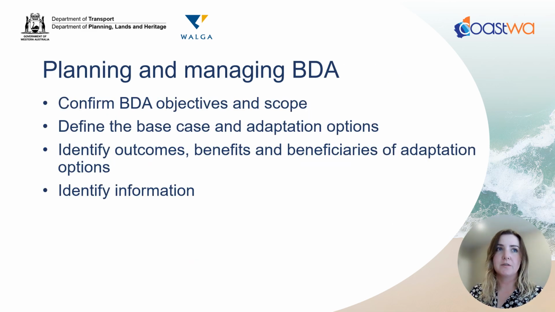This section is focused on planning and managing benefit distribution analysis. We'll go through the importance of confirming BDA objectives and scope. We'll also look at defining the base case and adaptation options, how you might identify outcomes, benefits, and beneficiaries, and also how you will identify appropriate information and some of the types of information you might need.